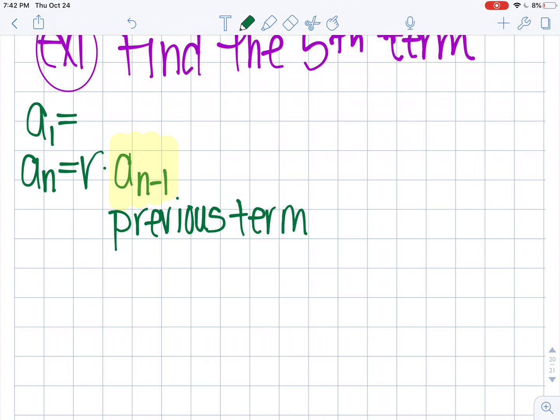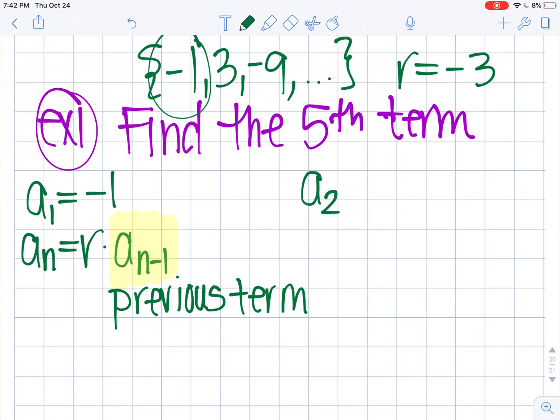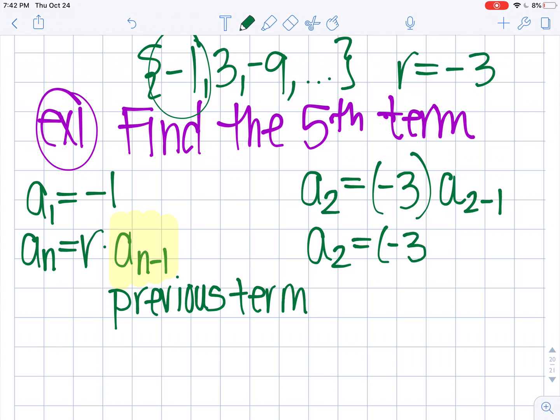So let me show you how this works. We know that our first term is -1 here. If I wanted to find my second term, a sub 2, I'm going to take my common ratio, which is negative 3, and multiply it by a sub 2 minus 1, which tells me this is negative 3 times my first term.